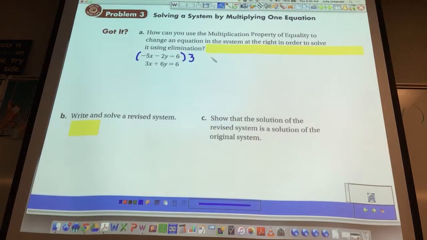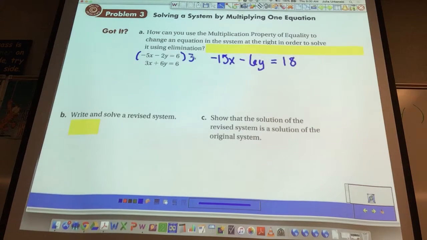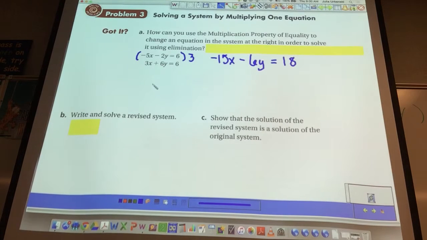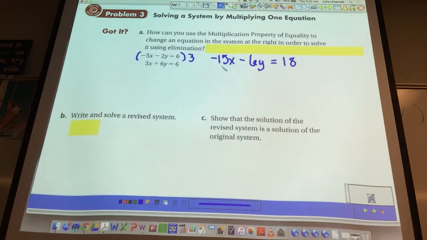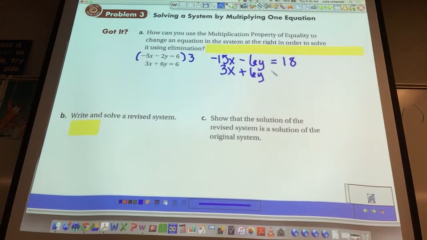Negative 5x times 3 is negative 15x. Negative 2y times 3 is negative 6y. And 6 times 3 is 18. The second equation doesn't even have to change. The y's are already set to cancel. So we just rewrite it. 3x plus 6y equals 6.